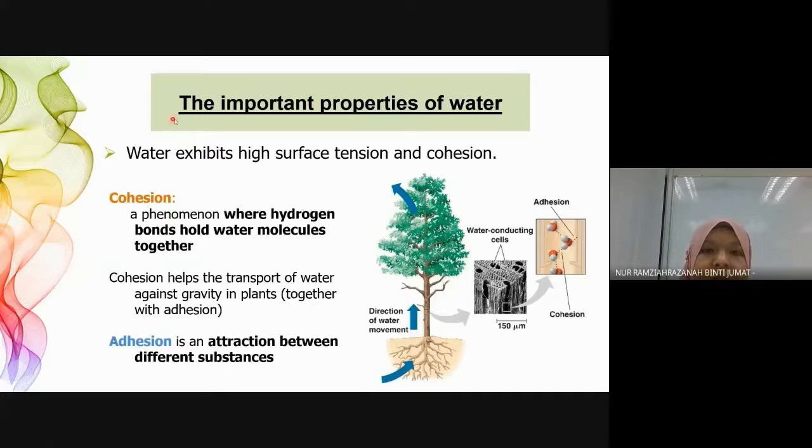Next is another important property of water. As you know, water can travel from the root to the upper part of the tree, through the xylem. After the root, it enters the xylem, and then it can reach the upper part of the tree. So this is transporting water against gravity. How is it possible for the tree to transport water upward? The secret lies in the fact that water has cohesion.